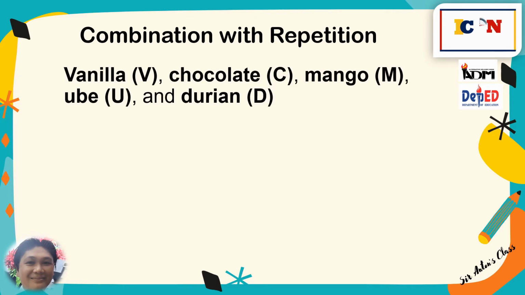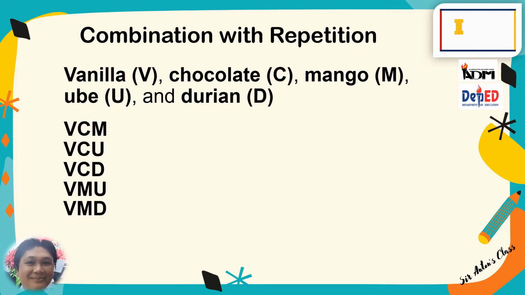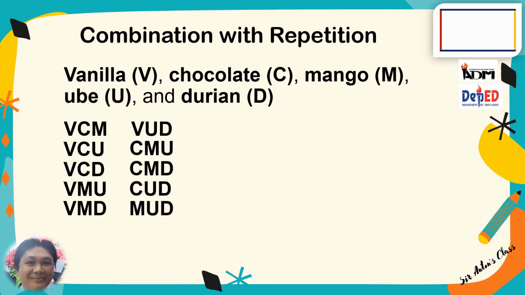Okay. Let's have a V for vanilla, C for chocolate, M for mango, U for ube, and D for durian. So let's take the combination of each flavor 3 at a time. So we have this: vanilla, chocolate, mango; vanilla, chocolate, ube; vanilla, chocolate, durian; vanilla, mango, ube; vanilla, mango, durian; then vanilla, ube, durian. Then we have chocolate, mango, ube; chocolate, mango, durian; chocolate, ube, durian; and mango, ube, durian. So these are the combinations.